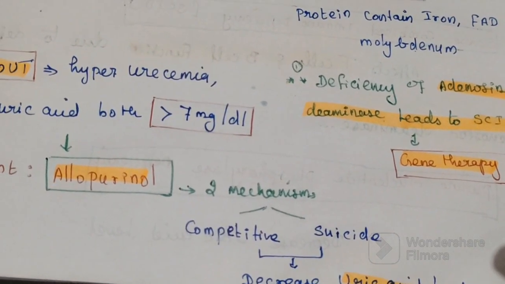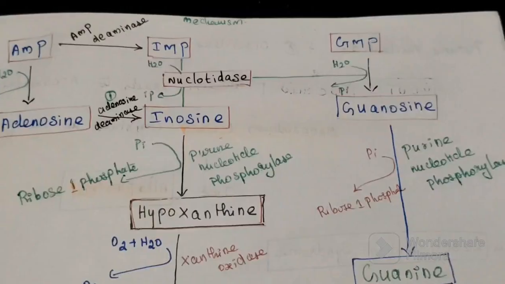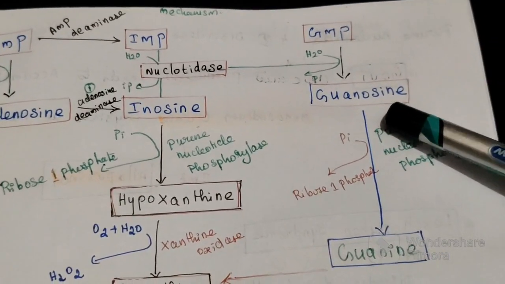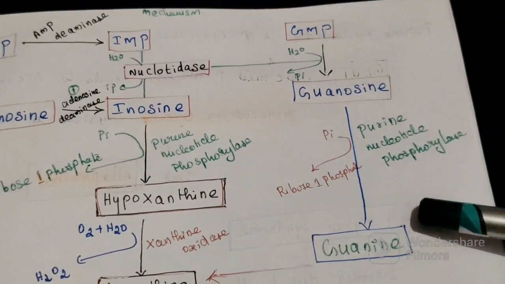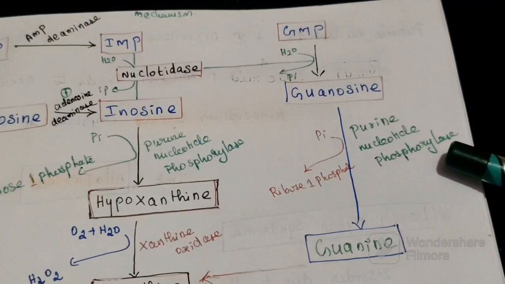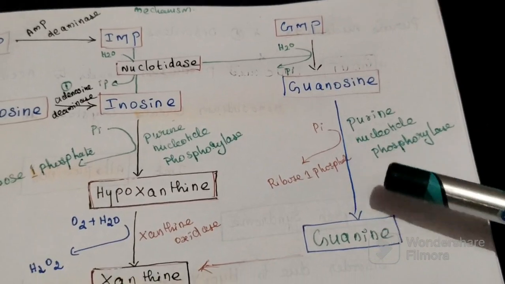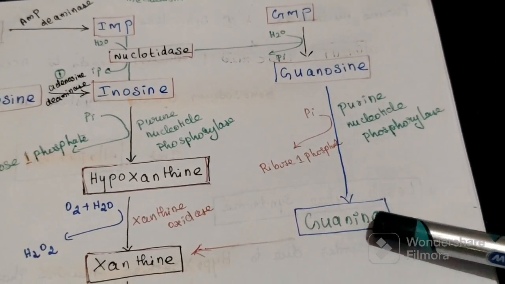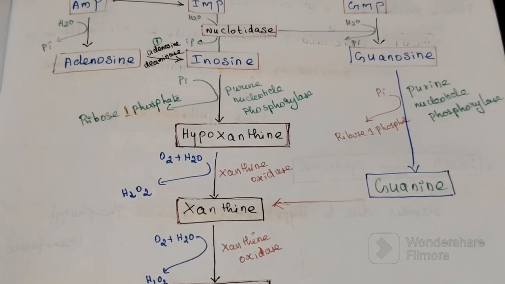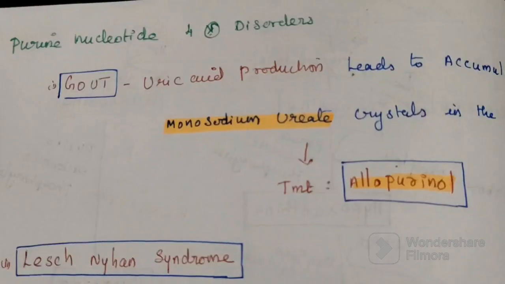Guanosine monophosphate is converted into guanosine. Again guanosine, by purine nucleotide phosphorylase, with inorganic phosphate, is converted into ribose 1-phosphate and guanine. This guanine is converted into xanthine, then xanthine to uric acid. Now we want to discuss 4 important disorders.